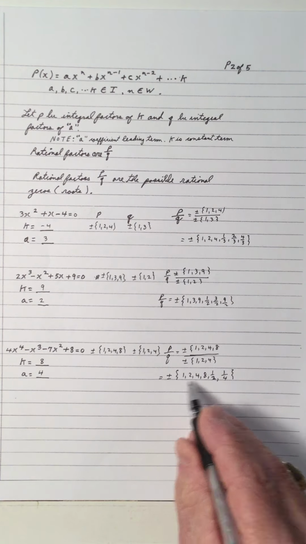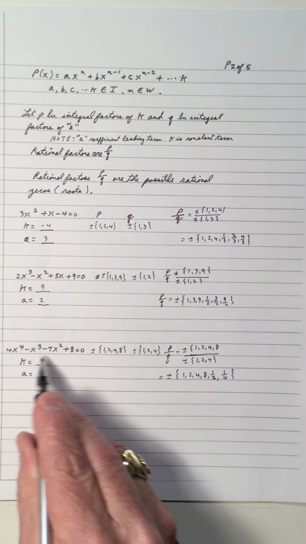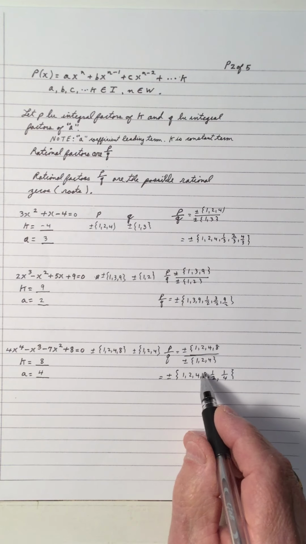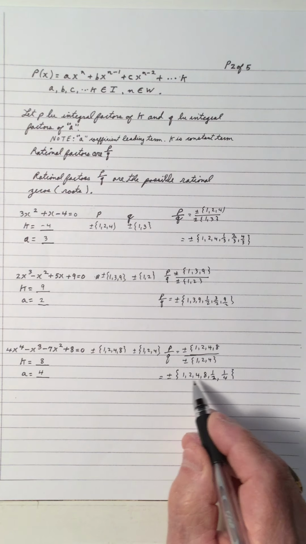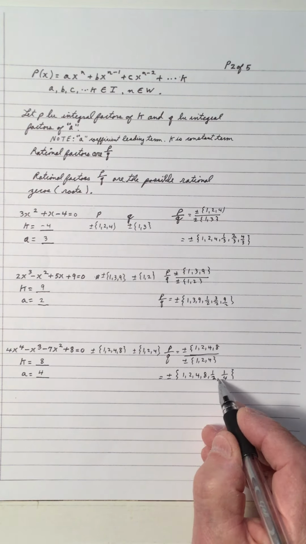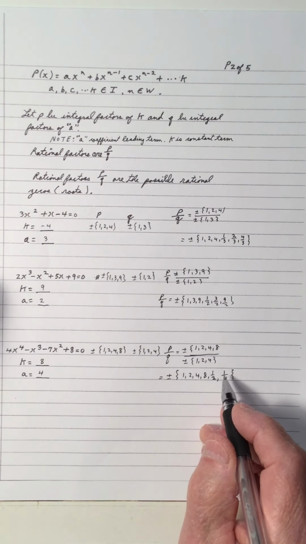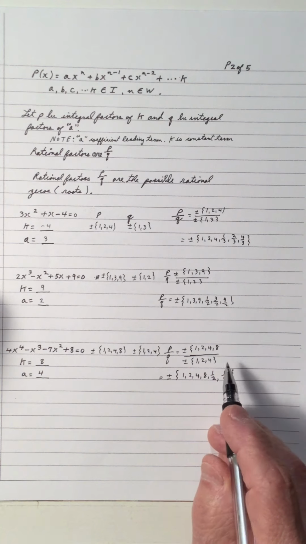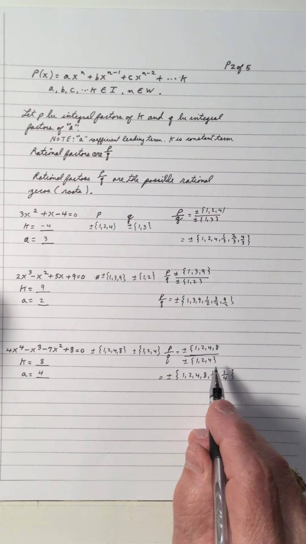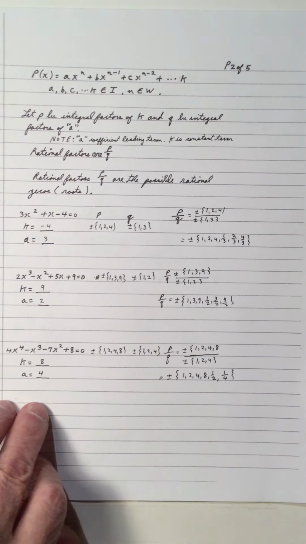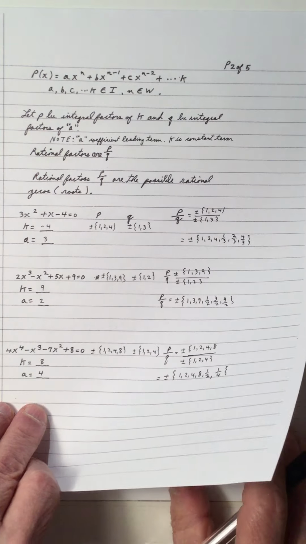So these are all the possible factors, what we call rational factors. Notice again, you have integers and fractions, but rational means as a fraction. So the difference between the rational factors and the integral factors is that integrals are integers. Okay, let's continue.